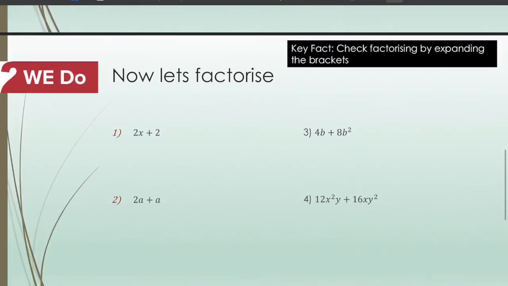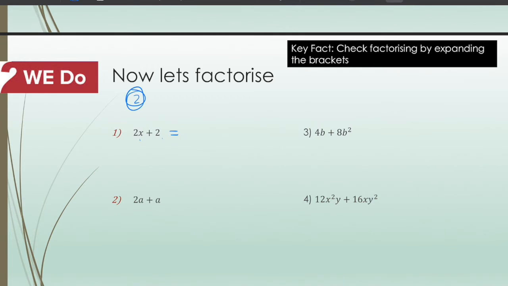All right, let's have a look at how we actually use the highest common factor. I'm going to do the first two because they're fairly simple to give you an idea, and then I'll get you guys to do 3 and 4 by yourselves. Now, the highest common factor of these two terms, what's the number that we can divide 2x and 2 by? Well, it's 2. Are there any letters the same on both terms? No, only one of them has an x. So this is our highest common factor, 2.